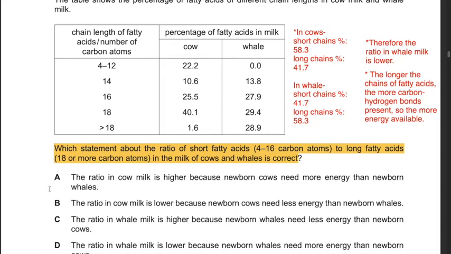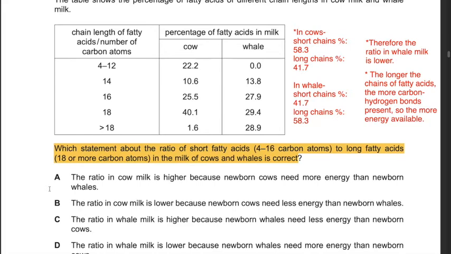And a key thing you should know is that the longer the chains of fatty acids, the more carbon to hydrogen bonds present. So more energy is available in newborn whales than newborn cows. Why is that? Because in newborn whales, the percentage of long chains is greater than the percentage in cows. As you can see, 58.3% is greater than 41.7%. Therefore, the answer being D.